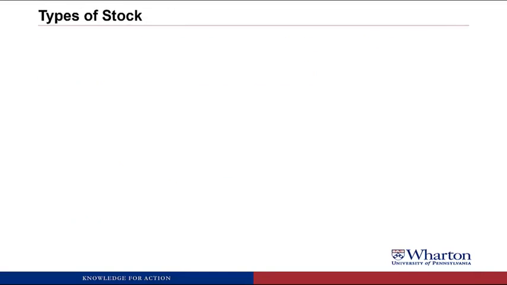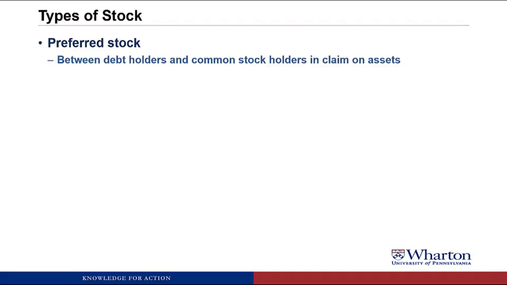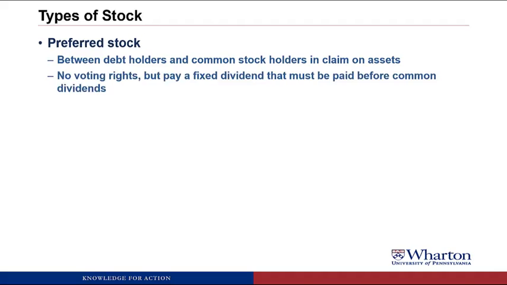So let's talk about the two types of stock that companies issue. So there's preferred stock, which is between debt holders and common stock in claims on assets. So what that means is if there was a bankruptcy, the company had to liquidate all its assets to give to its creditors and owners. The debt holders would get first claim on the assets, whatever's left over. Then the preferred stockholders would come in, and then the common stockholders would come in last. Preferred stock doesn't have any voting rights, so they can't vote on the board of directors, but they are entitled to a fixed dividend that has to be paid before any common dividends are paid.